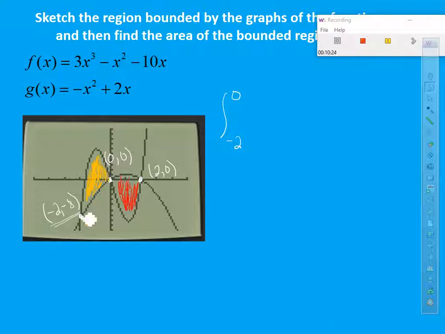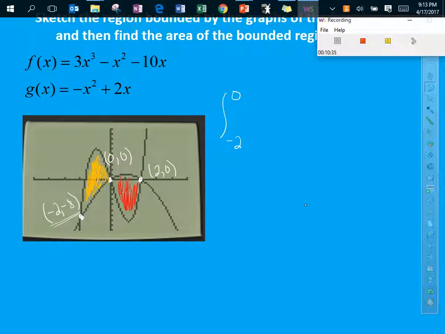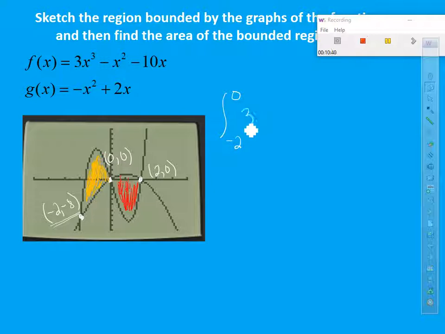So look at what you got. My upper bound is the cubic part. So I'm going to have that upper bound, which we said is the cubic, which is 3x cubed minus x squared minus 10x. There's the upper bound minus the lower bound. So go through and change all your signs. So the opposite of negative x squared becomes positive x squared minus 2x plus.